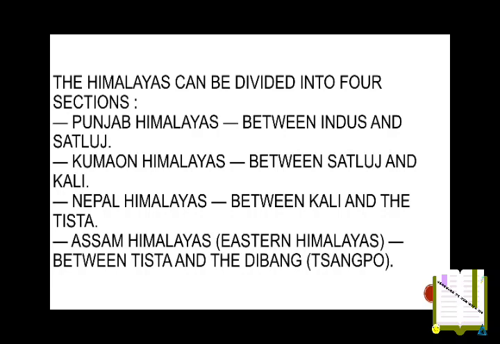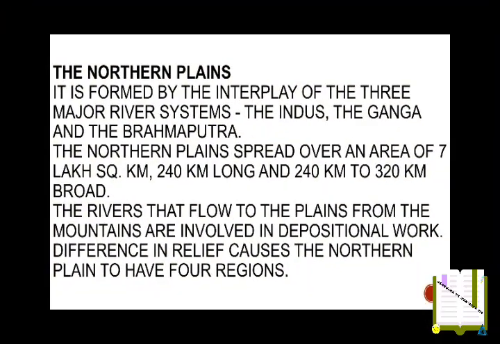The Himalayas can be divided into four sections. Punjab Himalayas between Indus and Satluj, Kumaon Himalayas between Satluj and Kali, Nepal Himalayas between Kali and Tista, Assam Himalayas, Eastern Himalayas between Tista and Dihang, Tsangpo. Now the northern plains.